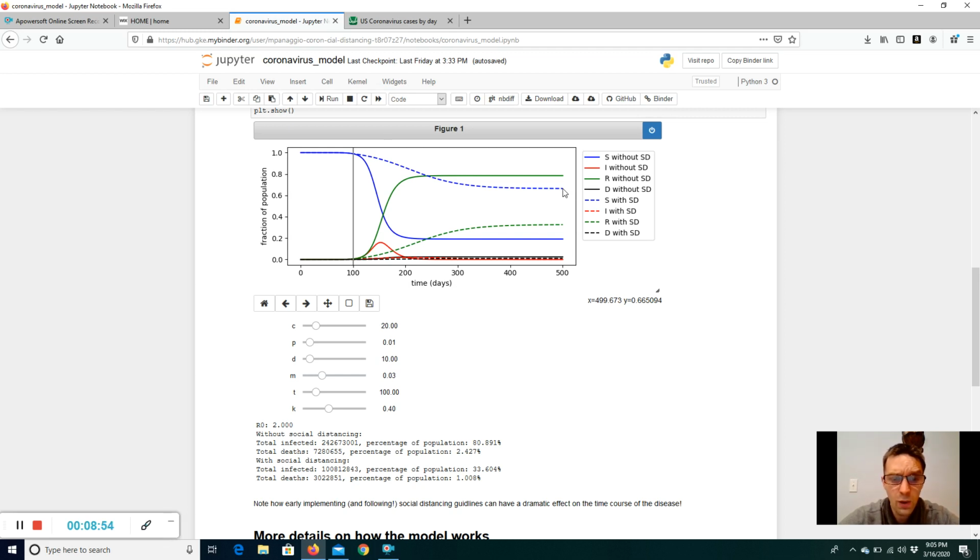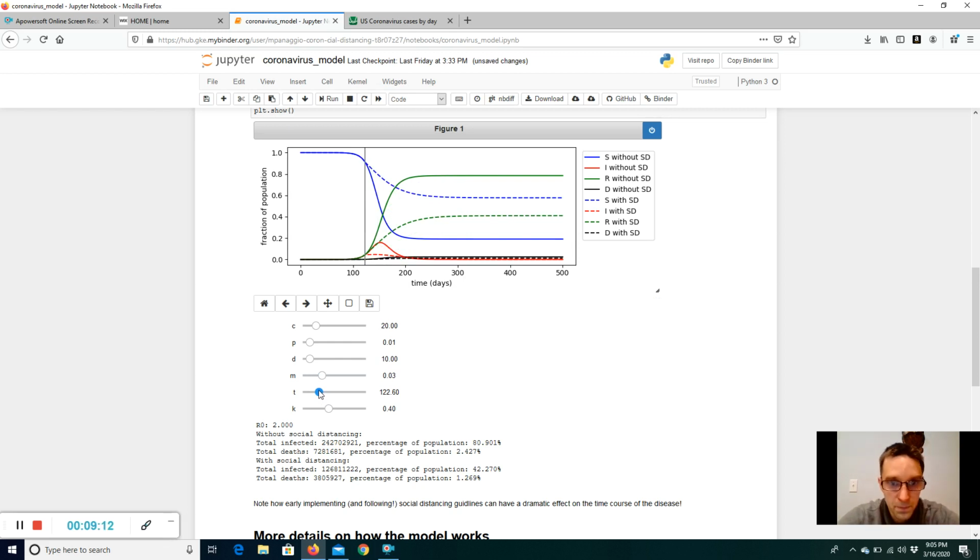All right, so let's see what happens if instead of responding immediately, we delay. So we're going to change the value of t here to push back this intervention time, where people change their behavior, to a later date. So let's say we push it back around 20 days or so. All right, well, it's around 20.